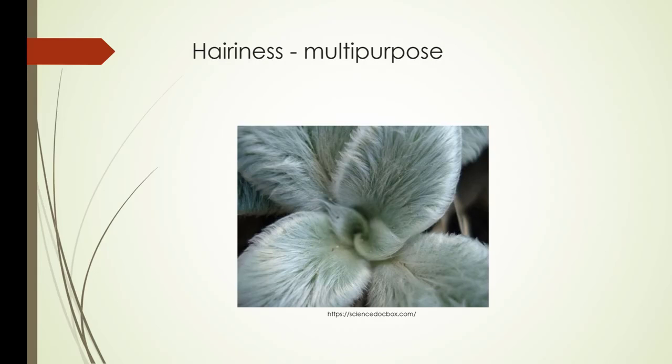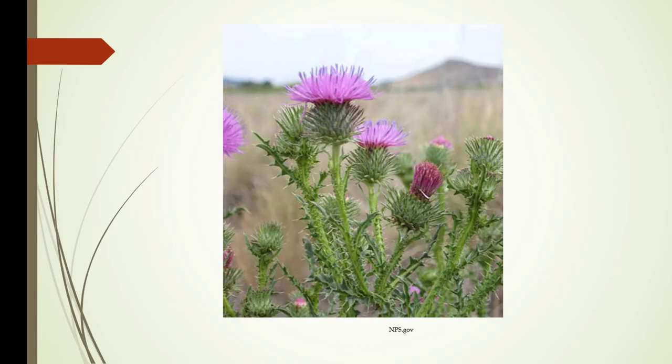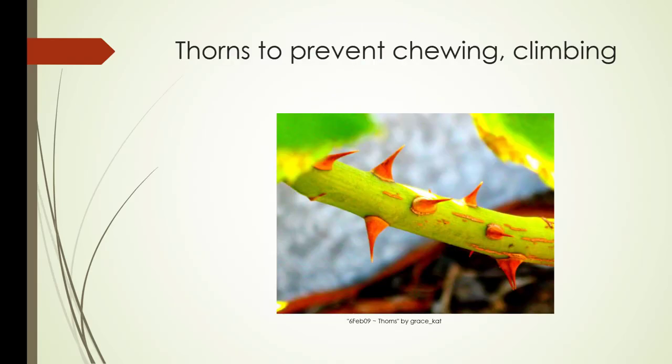So hairiness can have multiple purposes. Not a lot of herbivores are going to want to feed on these leaves, but it also protects the plants from wind and drought. And of course, here's our Canada thistle, and these spines are pretty challenging to work with. Thorns can prevent chewing and climbing. And I'm going to continue on the next round for the chemical.